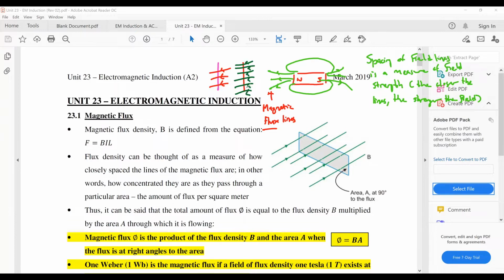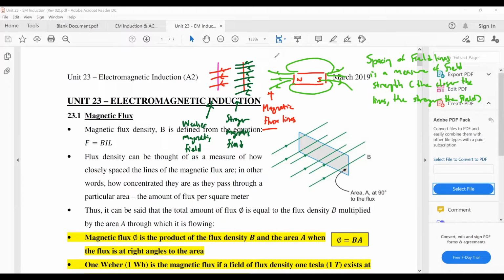I would say that this one has a higher flux density than this one. This one has a higher magnetic field strength than this one, right? So I would say this one is a stronger magnetic field, and this one has a weaker magnetic field. If I were just to look at a given area and see the number of flux lines that pass through it, I would say that this one has a stronger magnetic field, and this one has a weaker magnetic field.